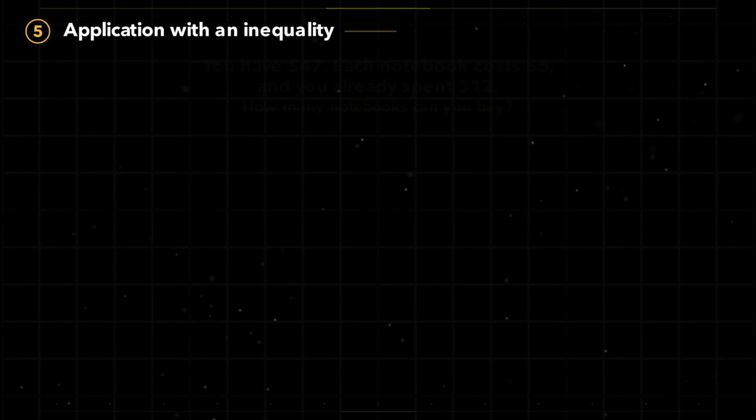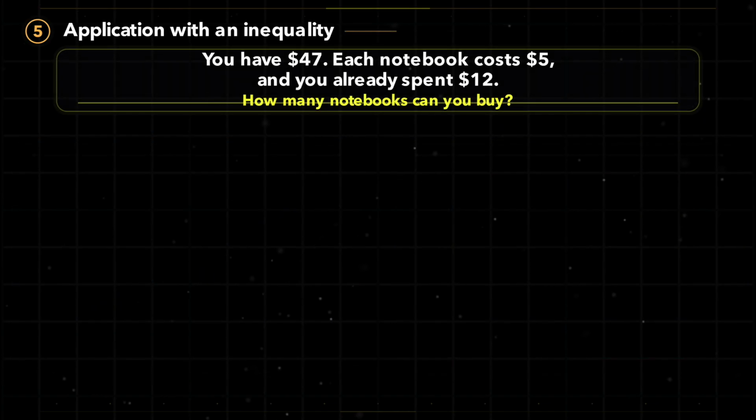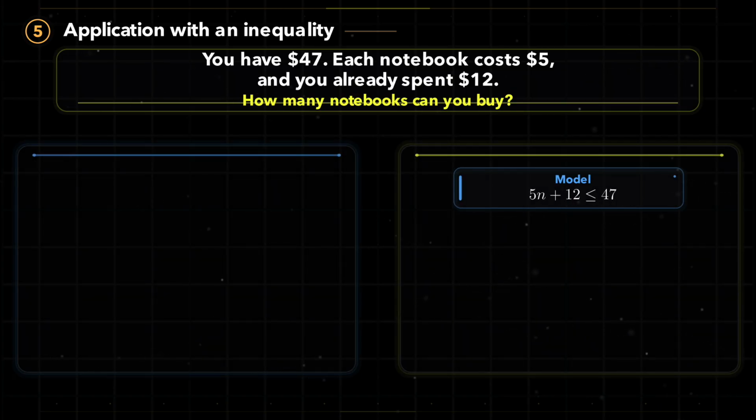Now, let's look at an application with an inequality. You have $47. Each notebook costs $5, and you already spent $12. How many notebooks can you buy? Let n represent the number of notebooks. Each notebook costs $5. So n notebooks cost $5n. You already spent $12, so the total amount spent is 5n plus 12. Since you only have $47, the total must be less than or equal to 47. So the inequality is 5n plus 12 is less than or equal to 47.